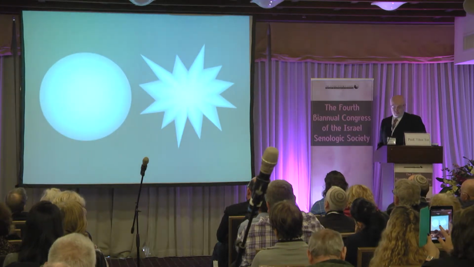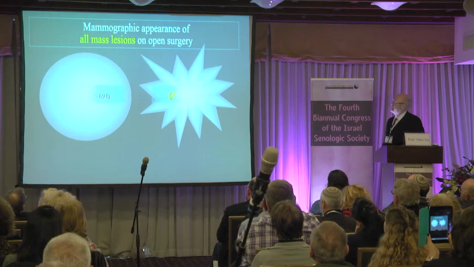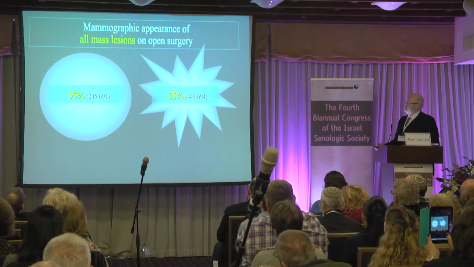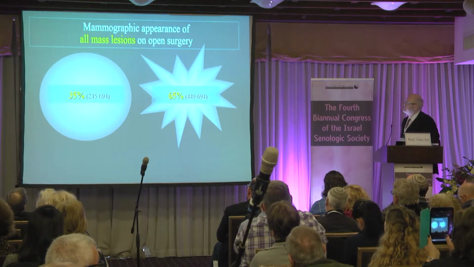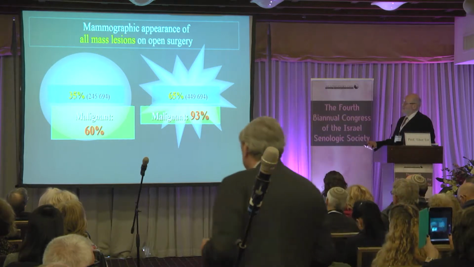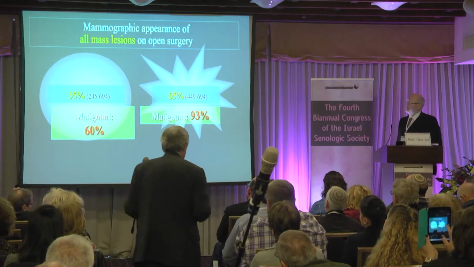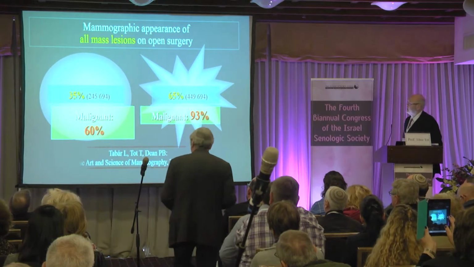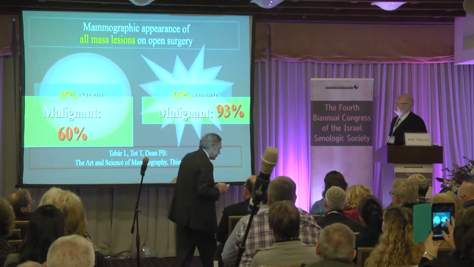Okay. The percentage in our material, of all mass lesions operated, about 1/3 belongs to the spherical masses and 2/3 to the stellate masses. But the stellates are usually malignant, while only about half of the round are malignant. These are old data, but still valid.